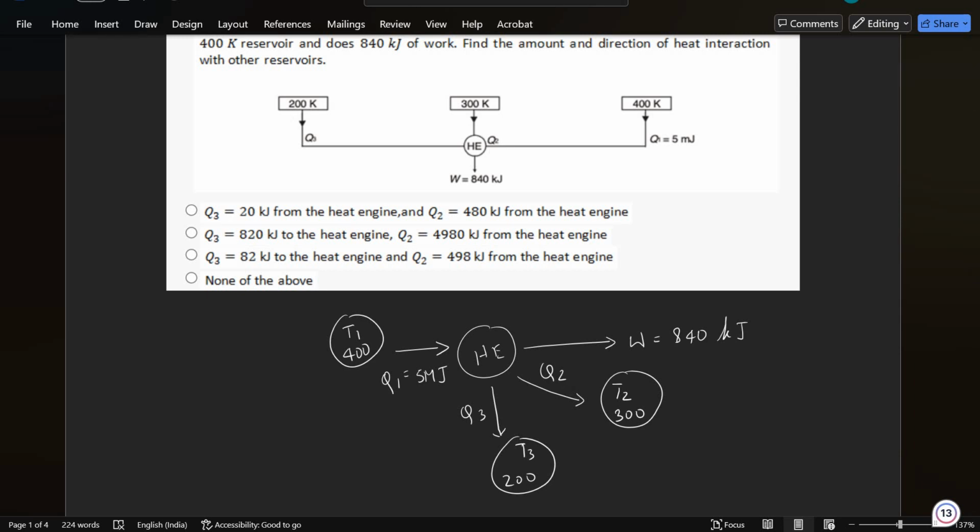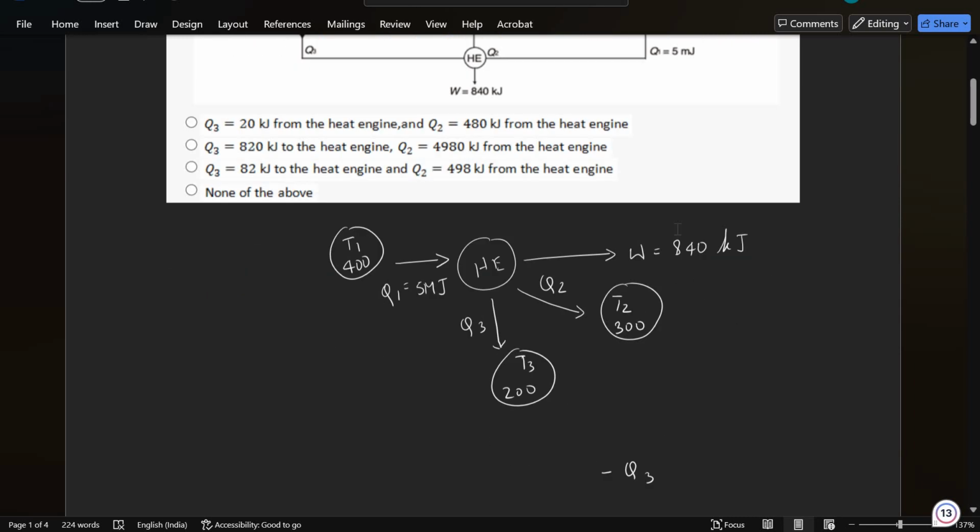Okay, so basically 820 kilojoules is going to go into the heat engine, and 4980 is Q3, and it is positive, so it is going away from the heat engine. So that's what we assumed. All right. So actually in this question, the second option, 820 kilojoules to the heat engine and 4980 from the heat engine, is the correct answer.